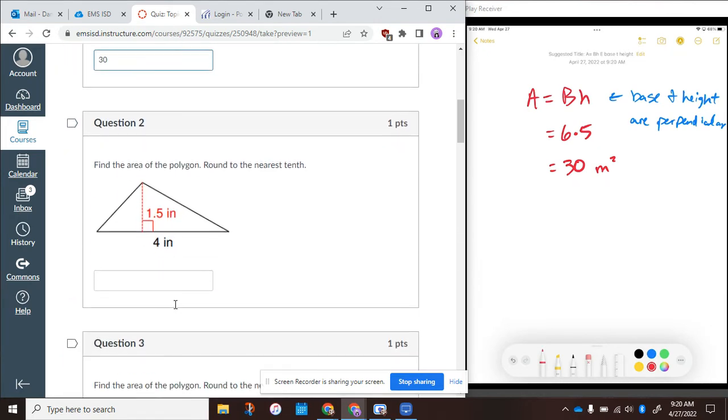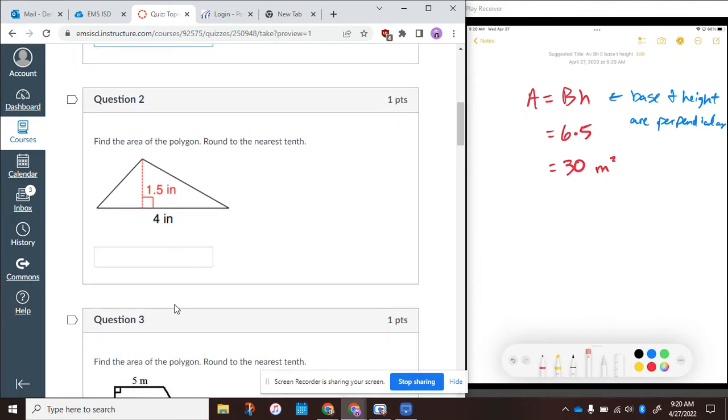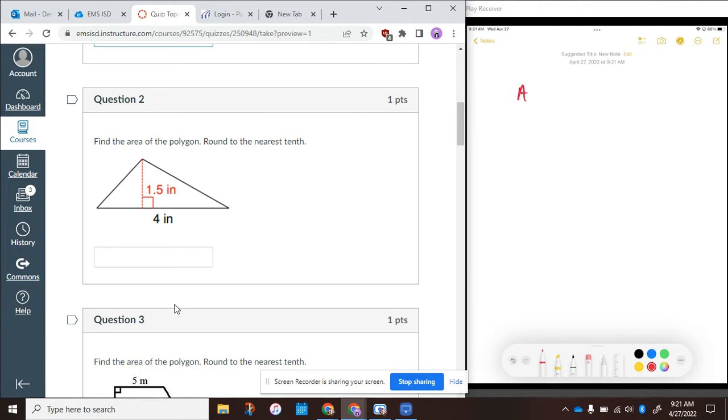Going on now to question number two. Question number two is a triangle. So again, we're going to be using that same idea with base and height, except this time it's a little bit different formula. On a triangle, you still use that base and height multiplied together, except this time we're going to cut it in half. It's still going to be base times height, but now we're going to divide by 2. So there's only 2 numbers given to us on this particular triangle, which is convenient. So we can just multiply them together. 4 times 1.5 and then divide it by 2.